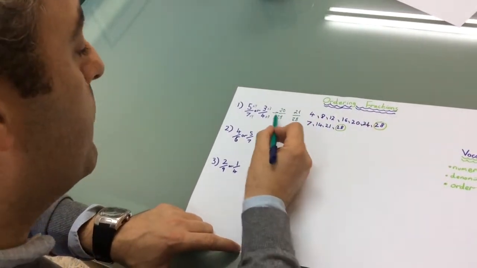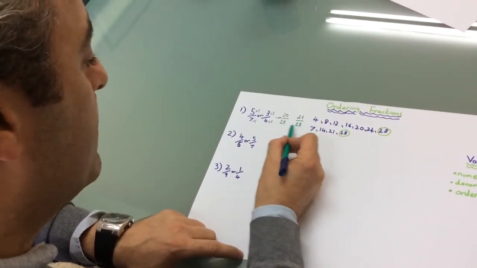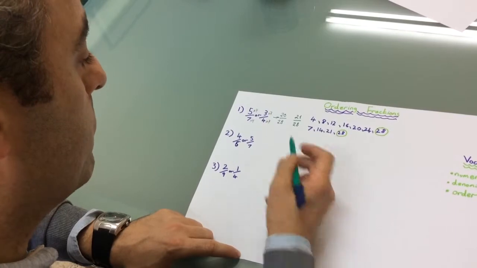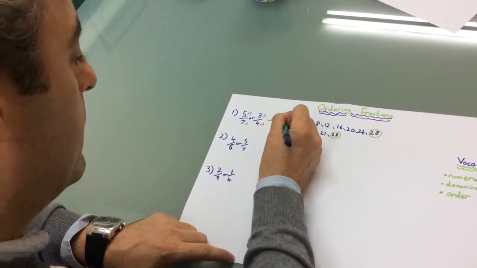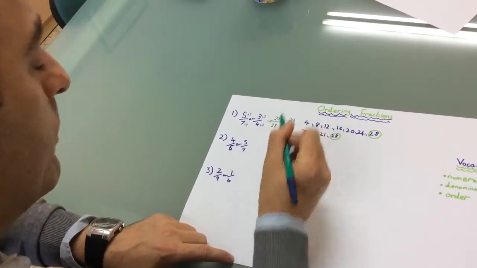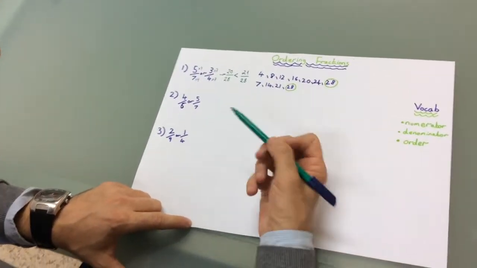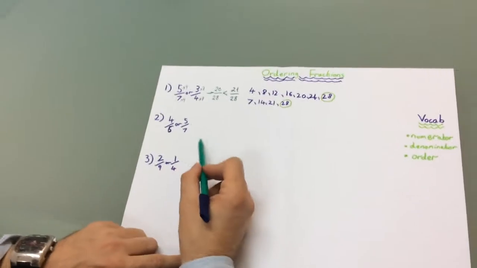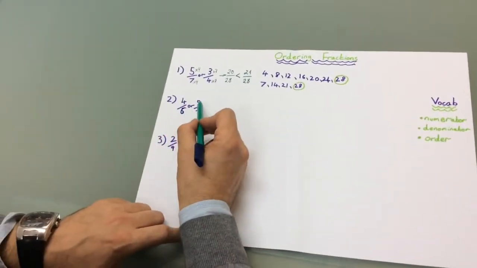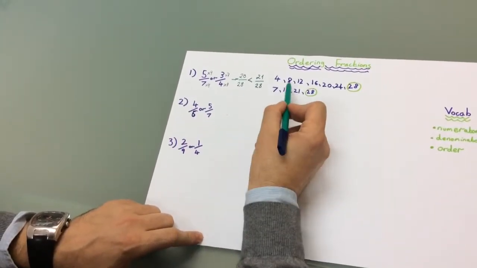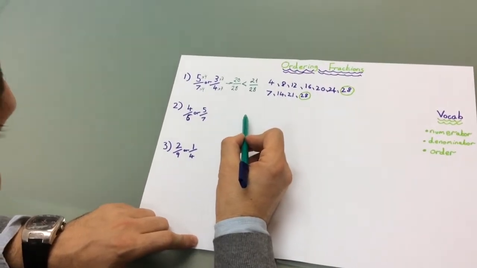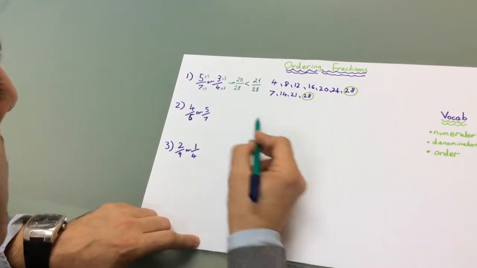Now we can put them in order because they do have the same denominator, which is key when we are ordering fractions. And we can see that 20 28ths is less than 21 28ths. This is one of the strategies that we can use, but there are actually even easier ways to do it. If we have a look at the next example, 4 sixths and 5 sevenths, following this strategy, we'll have the multiples of 6 and the multiples of 7.